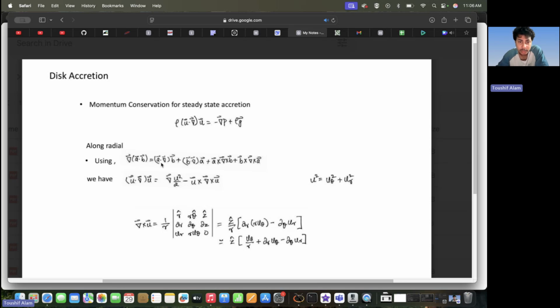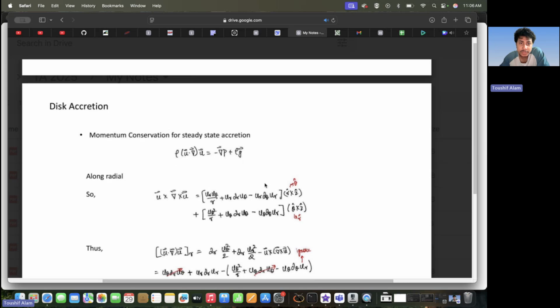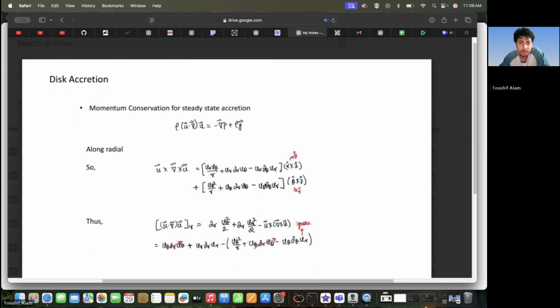Curl of u is equal to 1 by r, with r hat, r theta hat, z hat, del r, del theta, del z, u r, u theta, 0, equal to z hat by r, del r u theta minus del theta u r, plus del r u theta minus del theta u r. This u square is equal to u theta square plus u r square. The momentum conservation expression is rho u dot grad u is equal to minus grad p plus rho g along radial.